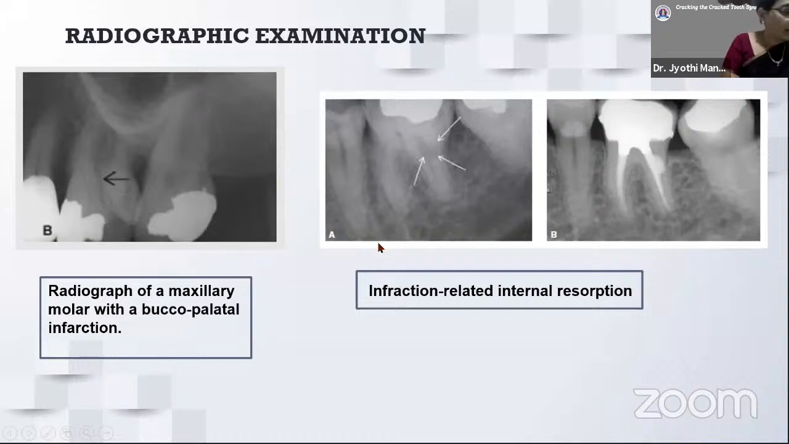Like that, the radiographic examination, although essential, most of the time we will not be able to see the crack or the fracture line in the radiograph. Only when the fracture extends in the buccolingual direction will we be able to see it in the radiographs. So here we are able to see the fracture line because it extends buccolingually. And this is a case where the fracture induced internal resorption on the distal root of the mandibular first molar. For that, we did the root canal treatment, the internally resorbed area was sealed with mineral trioxide aggregate, and a coronal coverage restoration was placed.